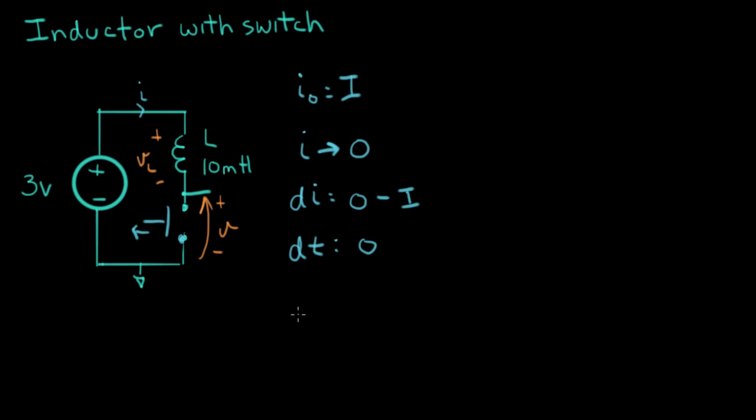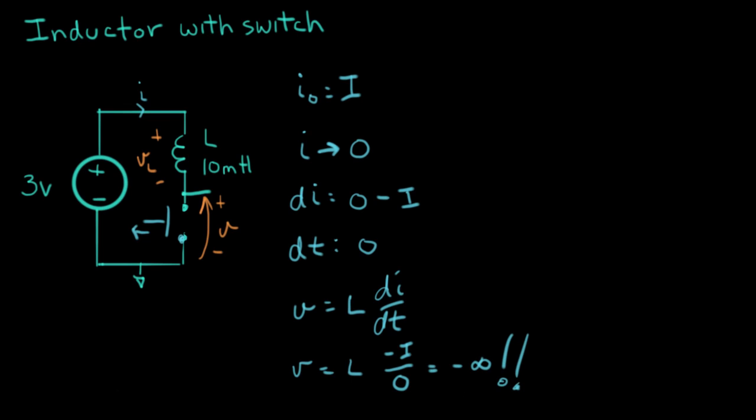Now here's something that happens with inductors that is kind of strange. Let's calculate the voltage on the inductor right when this happens. We know that V equals L times di/dt. Plug in some numbers here. So we have V equals L times what? dI is minus I over what? Over 0. And that equals what? That equals negative infinity. What the heck is going on here? Is that possible? No, it's not.